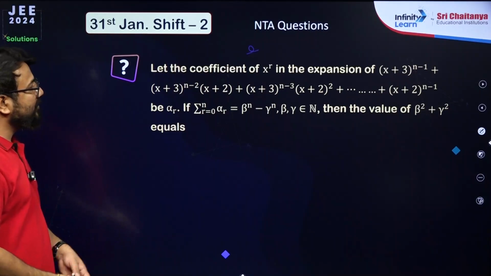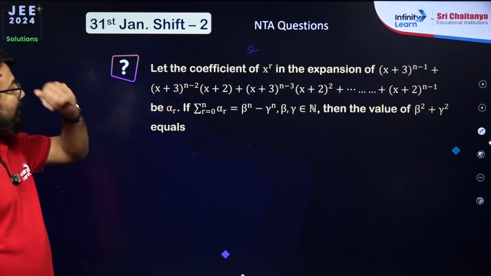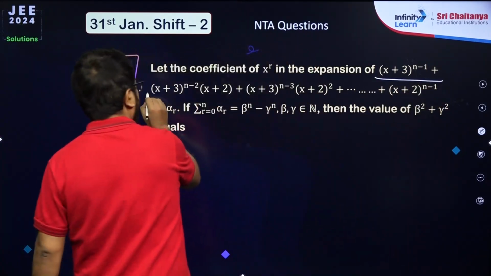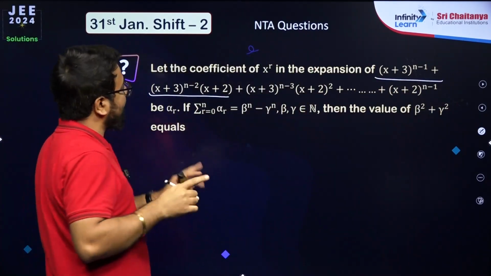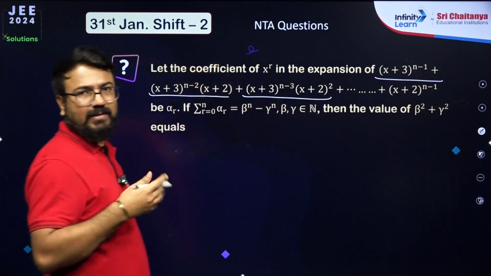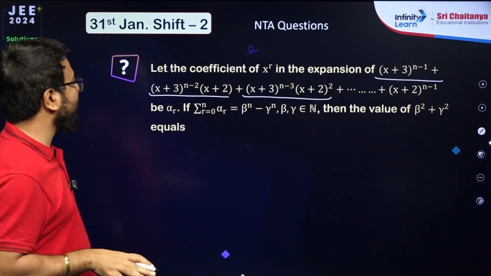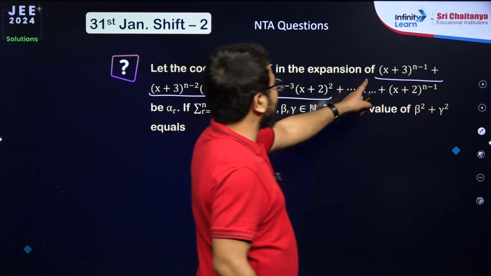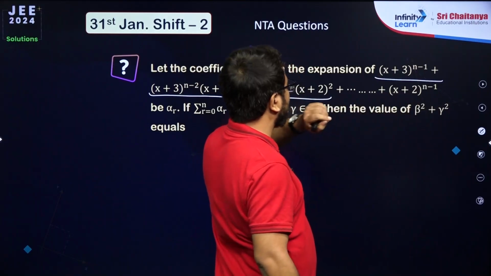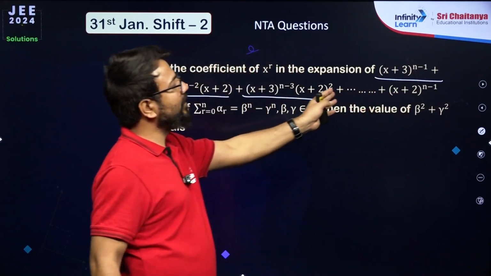Moving ahead to the next: if the coefficient of x raised to the power r in this expansion, (x+3)^(n-1) plus (x+3)^(n-2) into (x+2), plus (x+3)^(n-3) into (x+2) whole square, and so on. This expression is going on. How many terms are there? It goes from (x+3)^(n-1) up till the last term, which is (x+3)^0.